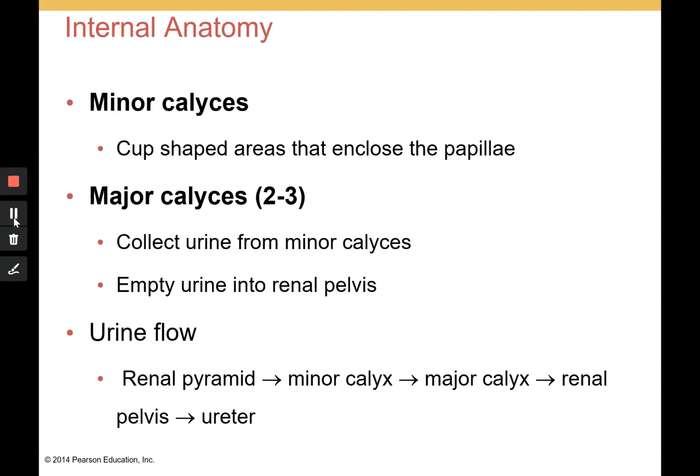From the renal papilla, urine would enter first into a minor calyx, then a major calyx. And plural for that would be minor calyces and major calyces. So again, if we just track that urine flow using all this terminology we're learning, it would leave the renal pyramid via the renal papilla, enter into a minor calyx, then a major calyx, next the renal pelvis, and then flow into the ureter.